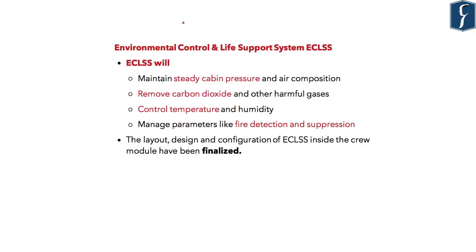Now, for manned missions, in order for humans to survive in space, the crew module carrying these human beings must have conditions inside suitable for humans to live comfortably. And for that, an environmental control and life support system has been designed. It will carry out four main tasks. First is obviously maintenance of steady cabin pressure and air composition, without which humans can't survive. It will also efficiently remove carbon dioxide and other harmful gases automatically. It will control the temperature and humidity of the cabin, as well as manage other parameters and take immediate action, for example, fire detection and suppression.